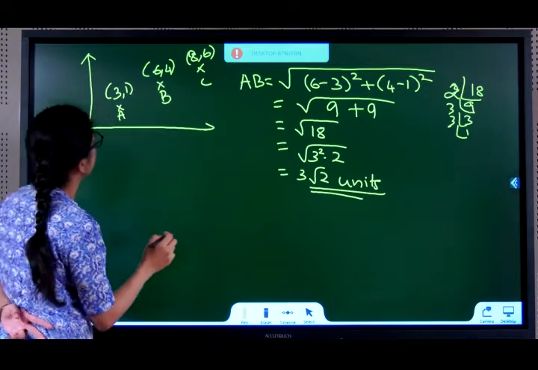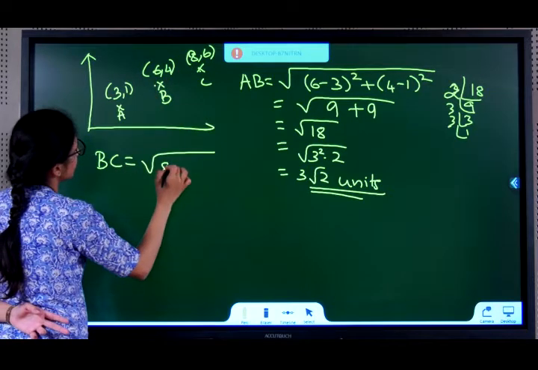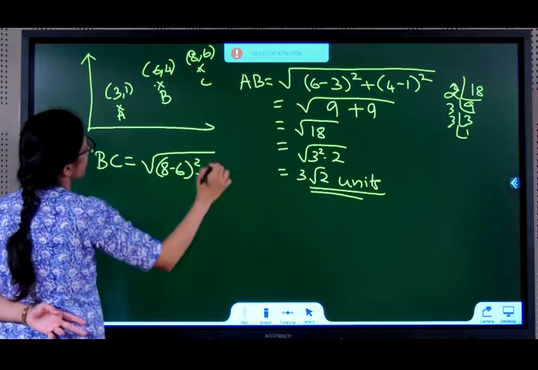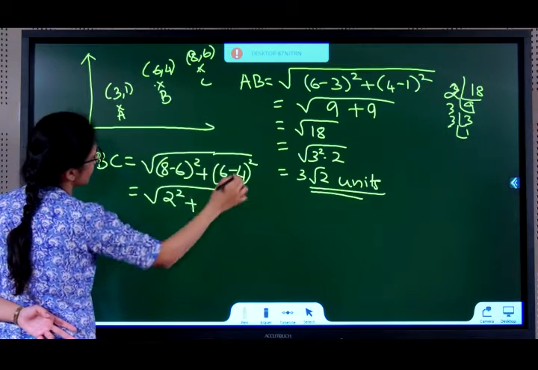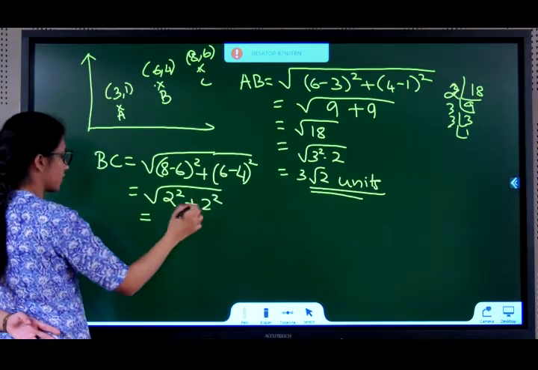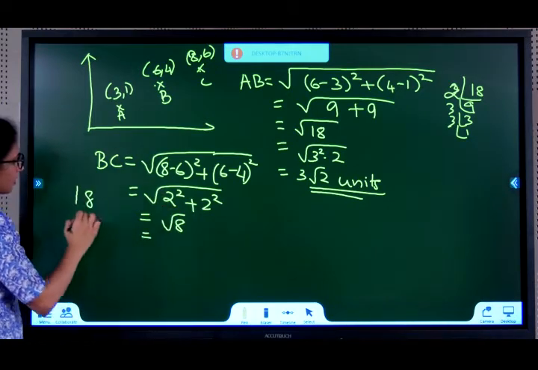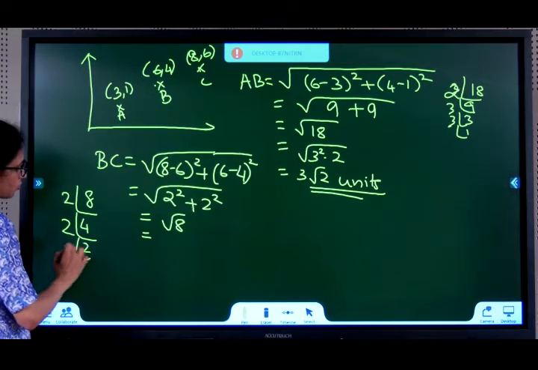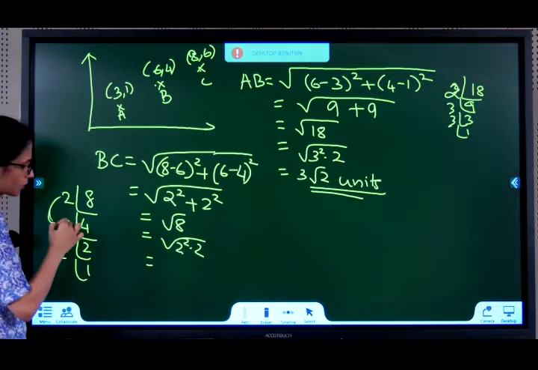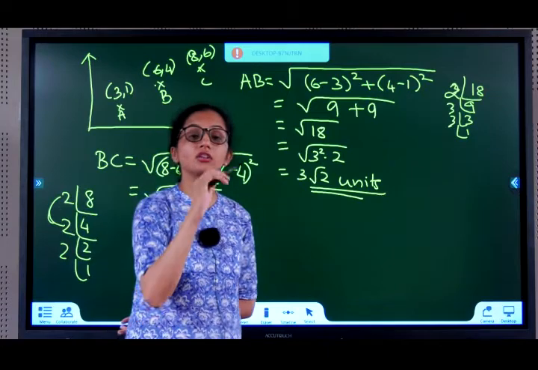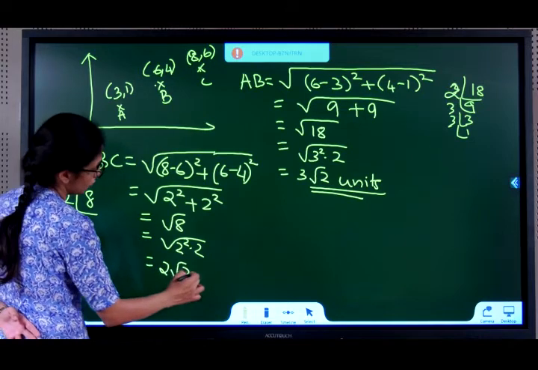Next, AB is done. Next we go for BC. x2 minus x1, so 8 minus 6 the whole square plus 6 minus 4 the whole square. 8 minus 6, 2 square, plus 6 minus 4, 2 square. 2 squares 4, 2 squares 4, 4 plus 4, root 8. Do prime factorization of 8, same method, 2, 2, 2, so root 2 square into 2. You should always group in pairs. Why? Because it is under root, so when the square is there inside, it will come out and the square goes away. So it becomes 2 root 2 units.